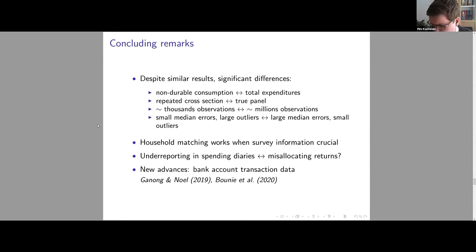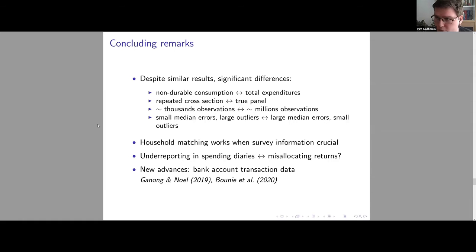So I think I want to conclude by saying that overall it's pretty difficult to do these imputations and to really know whether what you're doing makes a lot of sense. So I highly welcome and point you towards some new advances in this literature where people are using bank account transaction data. Ganong and Noel, for instance, did this with some data on unemployment, where they could really observe spending behavior, income behavior, and wealth behavior based on these bank account informations.